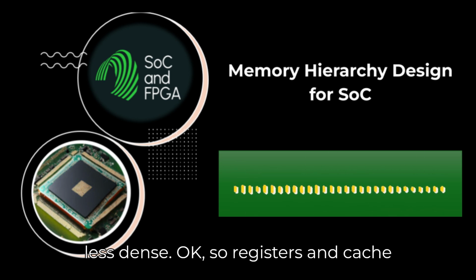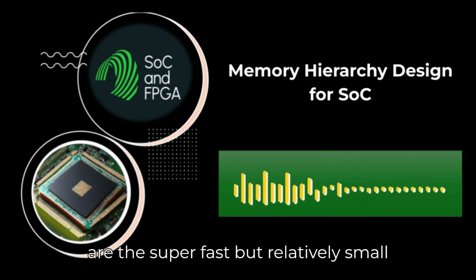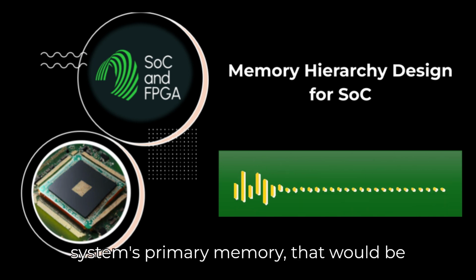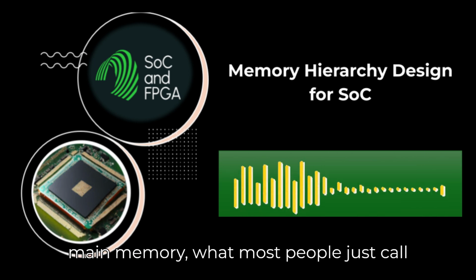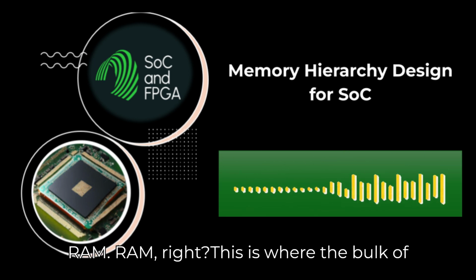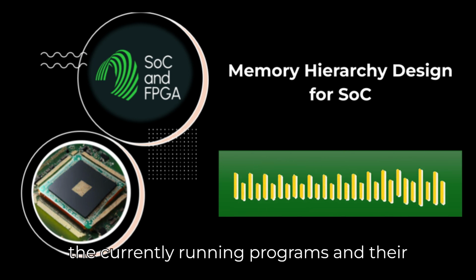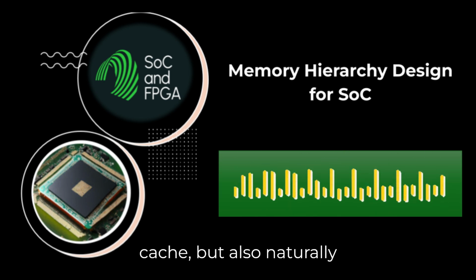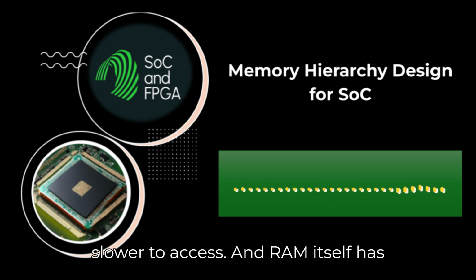Okay, so registers and cache are the super fast but relatively small top layers. What's the main work area? The system's primary memory. That would be main memory, what most people just call RAM. RAM, right. This is where the bulk of the currently running programs and their data reside. Much, much larger than cache, but also, naturally, slower to access.